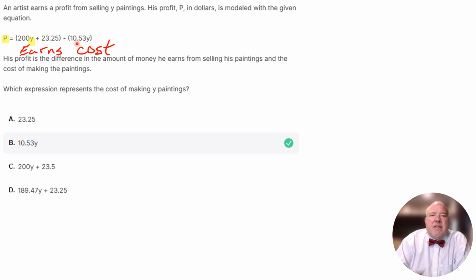And then minus his expenses, and the expenses probably that's how much he pays for a frame and paint and things like that. So if you just break it down simply into what he earns minus what it costs and realize that the earning part is the positive part and the cost is the negative, then hopefully that's not too bad.